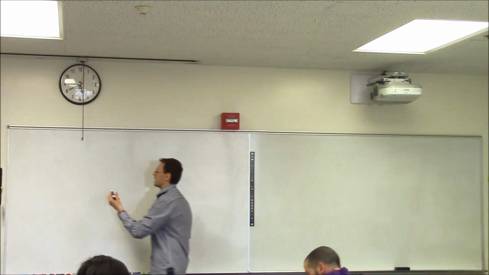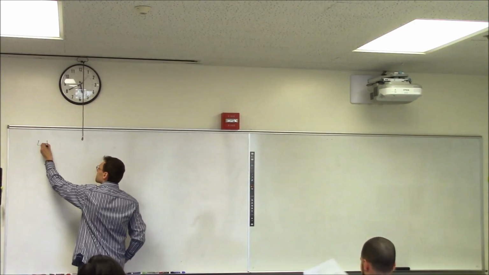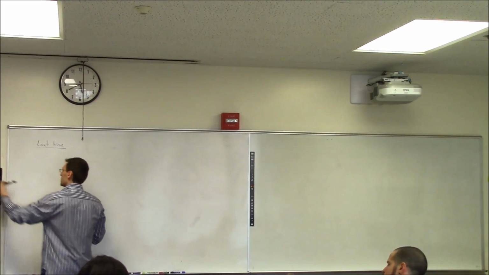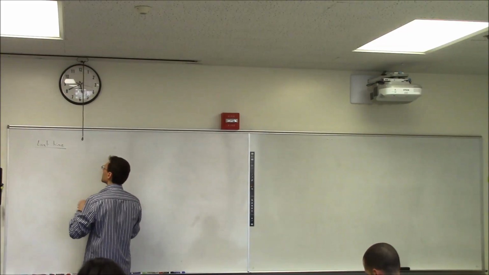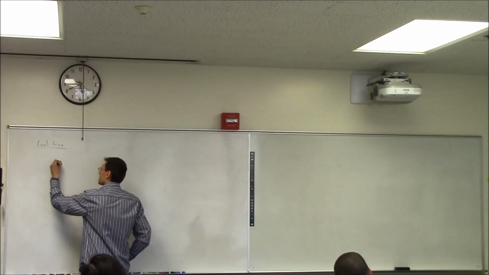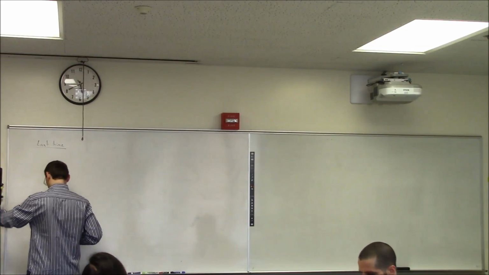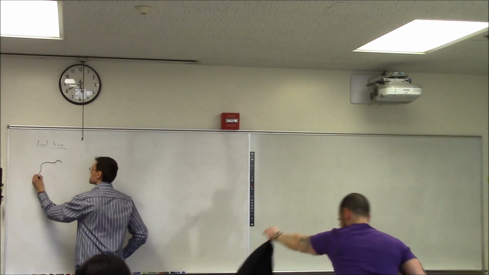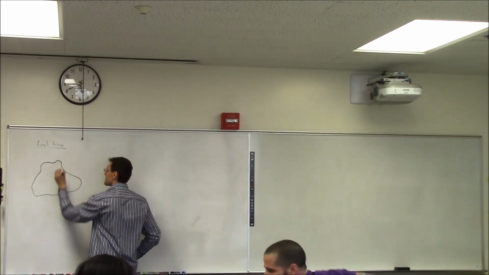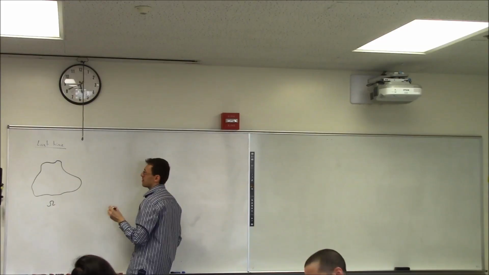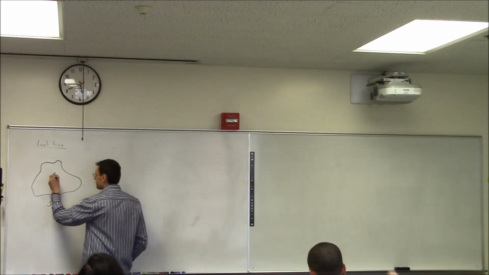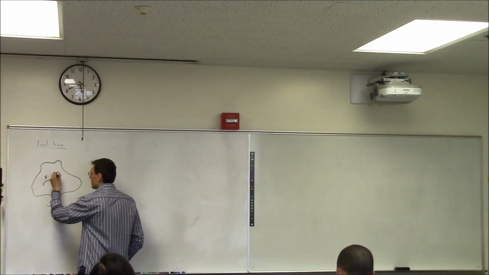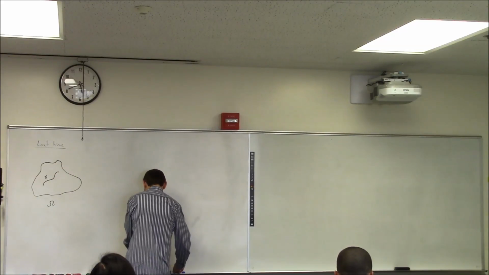Let's continue. So here's what we covered before the break. If we have some region omega, and let's say we have one curve. This is curve gamma, and we have another curve.